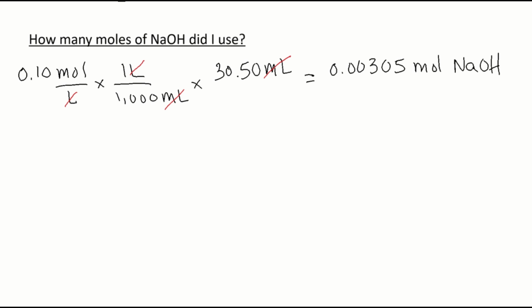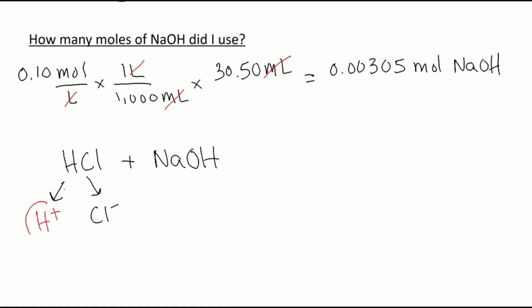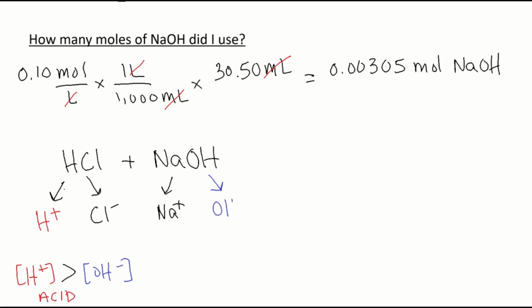Now let's take a moment and step back and see what's going on. In our overall reaction, we have HCl, that's the stuff in your flask, and then we added the NaOH, that's the stuff in the burette. Well, let's see what happens when they mix. The hydrochloric acid in your flask is completely dissolved into H+ ions and Cl- ions. It's those H+ ions that are making the solution acidic, hence the name hydrochloric acid. Now the sodium hydroxide in your burette is also completely dissociated into sodium ions and hydroxide ions.